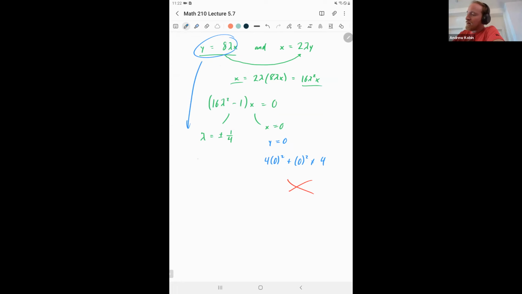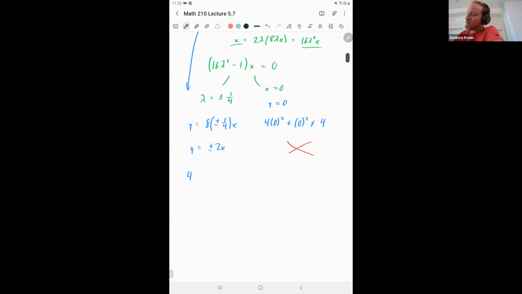And if I write things as y equals, let's see, 8 lambda times, lambda is going to be plus or minus 1/4 times x, this means that y is equal to plus or minus 2x. And we have a constraint equation that we can go appeal to see what happens. So 4x squared plus y squared, which is now plus or minus 2x, quantity squared, has to be equal to 4. And this is now an equation just in terms of x, and we can actually solve.